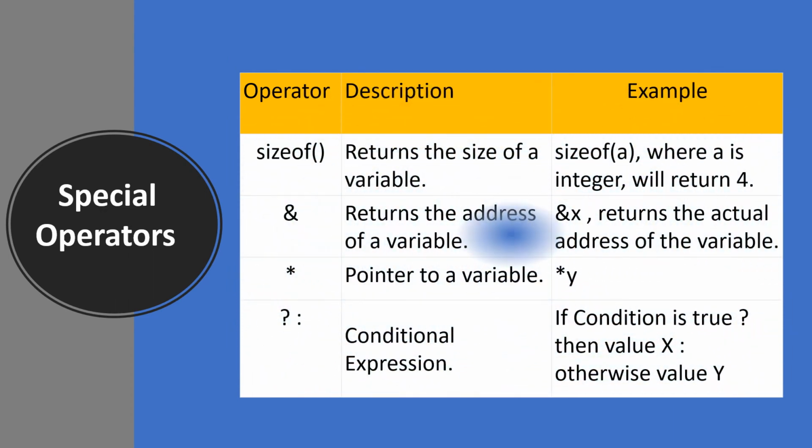Special operators. Special operators supported by C language are shown in the table. Sizeof operator returns the size of a variable. Ampersand returns the address of a variable. Asterisk is a pointer to a variable. Question mark, colon is a conditional expression. If condition is true question mark, then value x, colon, otherwise value y.